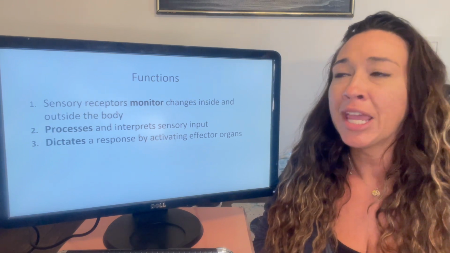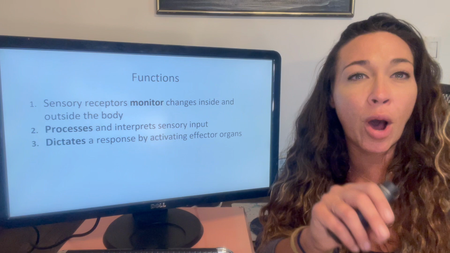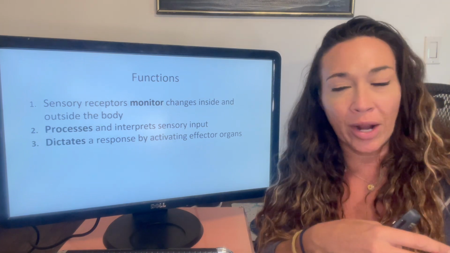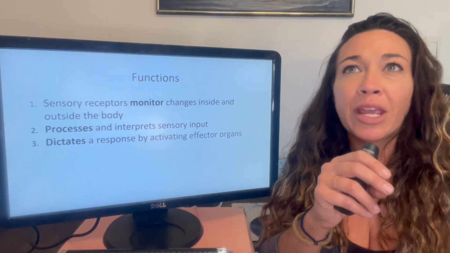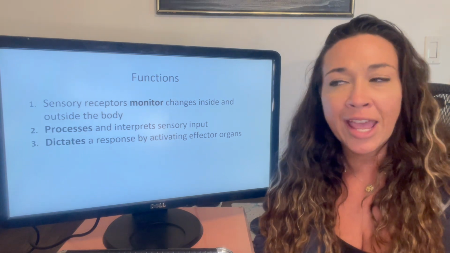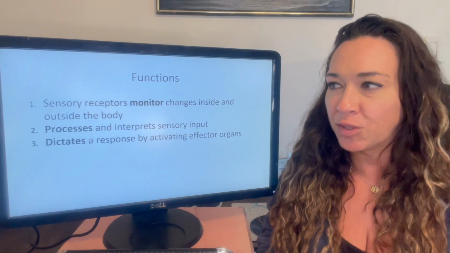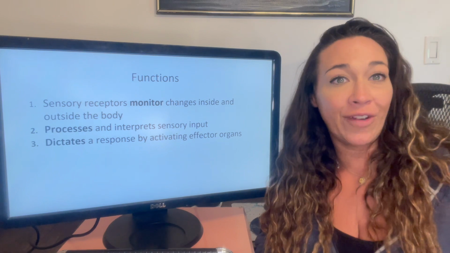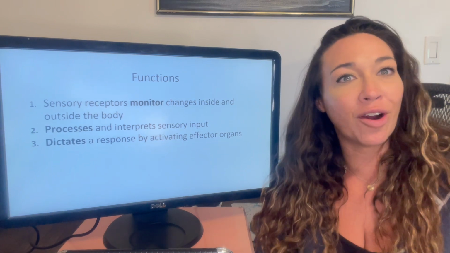Now, really what we're doing is these sensory receptors are monitoring the changes inside and out of our body. And then these processes are going to be basically interpreted by our brains. And then eventually it's going to dictate a response by activating certain effector organs to respond to whatever our outside stimuli was.